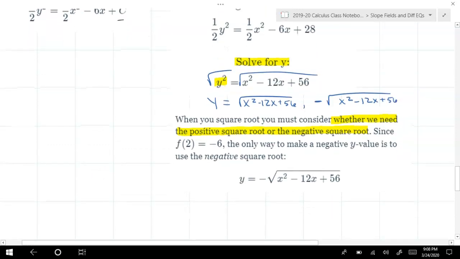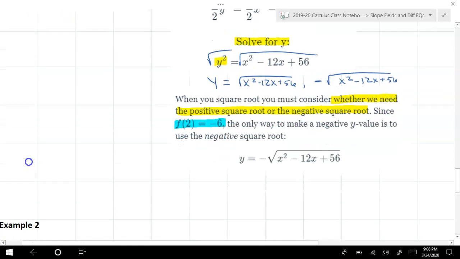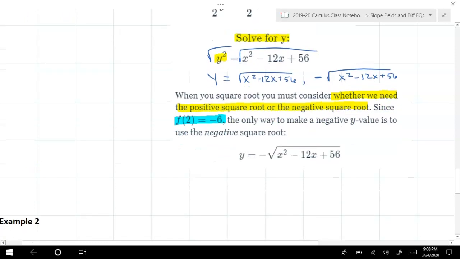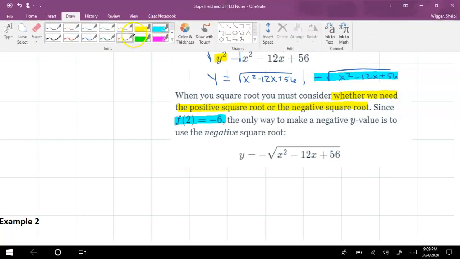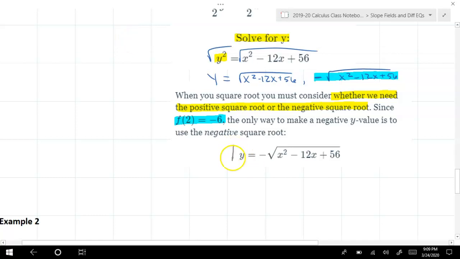Okay, so to figure out which one is correct, you can sub in the initial point that we've had, 2 comma negative 6. It must satisfy 2 comma negative 6. So if we sub in 2, we need to get out negative 6. That's only going to happen if we sub it into the negative piece, or you can try both pieces and you calculate it. Here, the final answer is y equals the negative square root of this function.